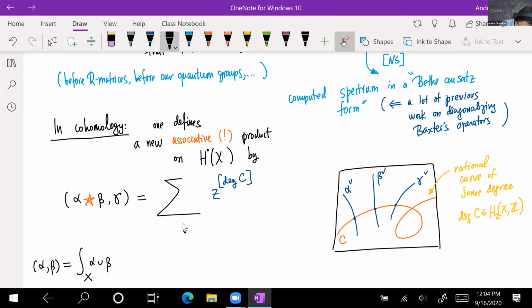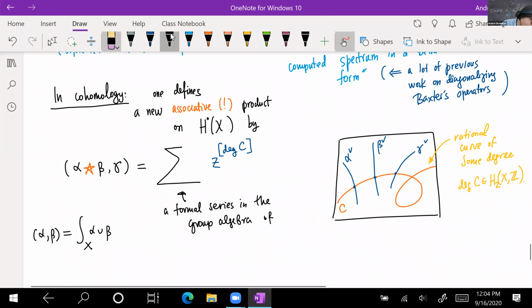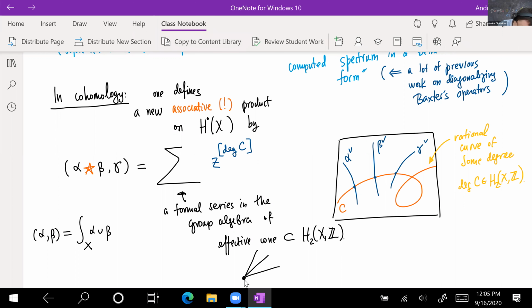So this is a series. In principle, a priori, it's a formal series in the group algebra of the effective cone inside H_2(X, Z). This is a cone, meaning that in a quasi-projective algebraic variety, or just in projective space, it's impossible for a curve and minus the same homology class to be simultaneously effective. And the tip of that cone is the curves of degree 0.